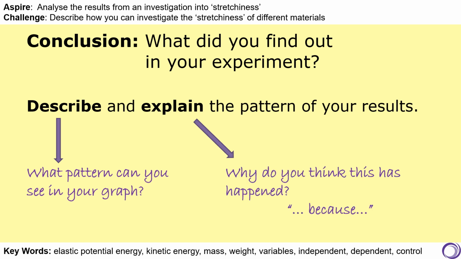Now to explain, you have to say why you think this has happened. Okay, and when you explain, a good way to make sure that you have actually explained is to use the connective because. So this has happened because, etc.